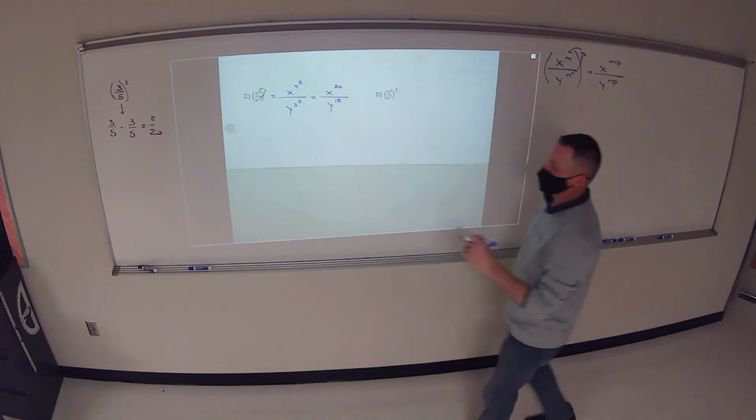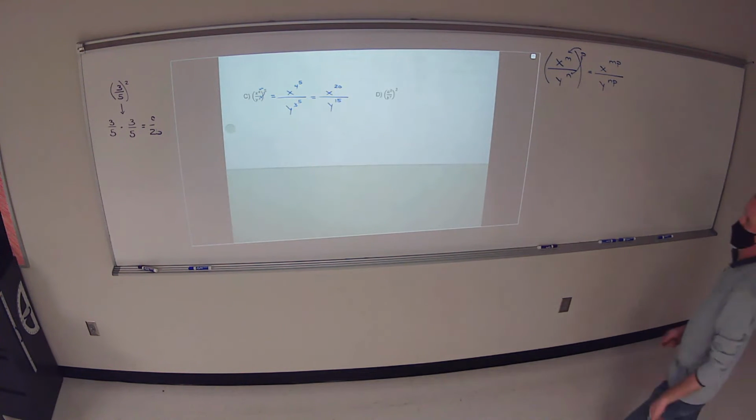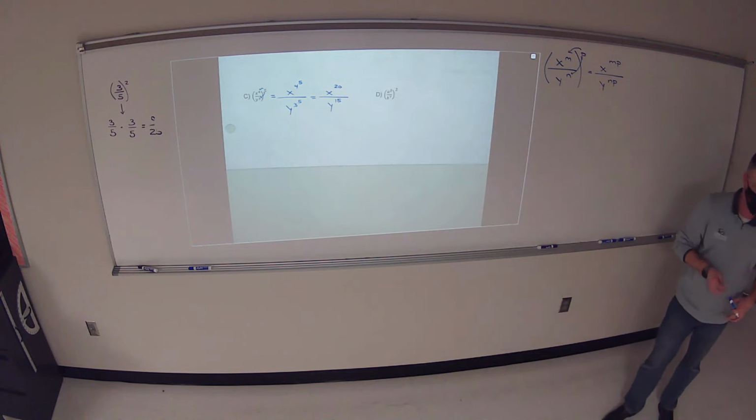All right, can I simplify that and get an exponent of 5? No. Why not? Bases aren't the same. I'm not using my quotient property here. I'm using my power of a quotient property, but I'm not subtracting those exponents because those exponents don't come from the same base.